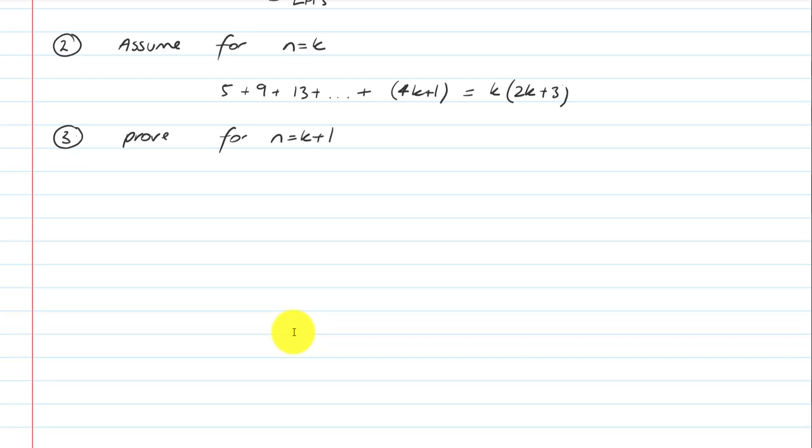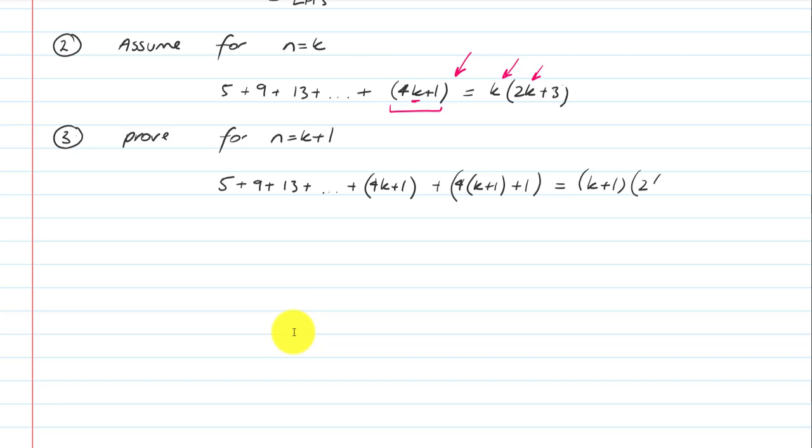So now I'm going to write this down, and there will be an additional term pop up there, and these k's will change to k plus 1s. So this k will change to a k plus 1 as well, but this term remains. And then I get an additional term with a k plus 1 in it. So 5 plus 9 plus 13 plus ... plus 4k plus 1 plus 4(k plus 1) plus 1. And that's now equal to (k plus 1) times (2(k plus 1) plus 3).